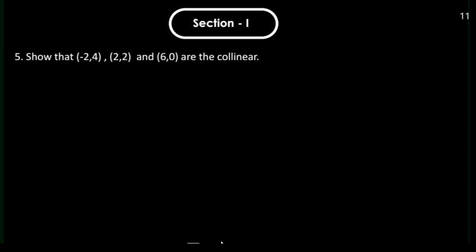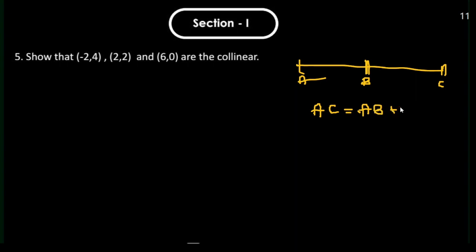So how do we show whether the given points are collinear or not? For example, if we consider a line, this is point A, this is point B, and this is point C. So when do we say all these points are in a line? If AC is equal to AB plus BC, if the points satisfy this condition, then we can consider these 3 points are in a line, right? Then we can say they are collinear.